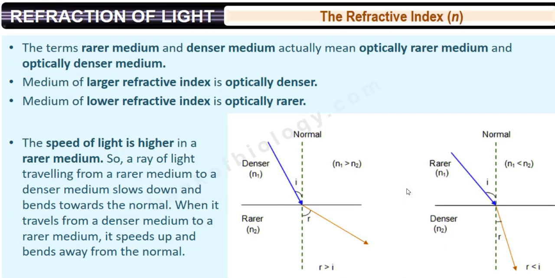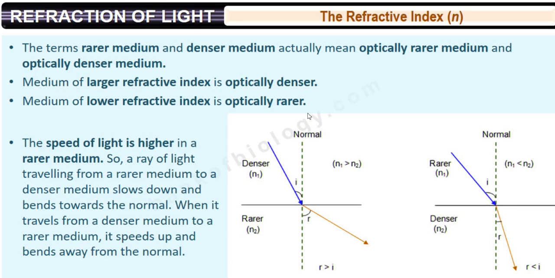Let's move ahead and try to understand what really happens in refraction. The terms rarer medium and denser medium actually mean optically rarer medium and optically denser medium. A medium of larger refractive index is optically denser. When light is traveling from denser to rarer medium, the light bends away from the normal. And when the light is traveling from rarer to denser medium, the light bends towards the normal. A medium of lower refractive index is optically rarer.